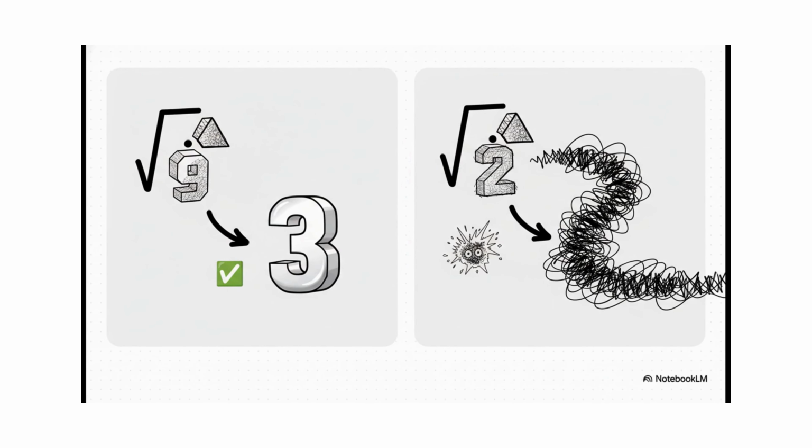So let's look at the core difference here. On one hand, you have the square root of 9. That's a clean, simple 3. Easy. But the square root of 2? That thing gives you a decimal that goes on forever without repeating. That's a surd. It's an irrational root.